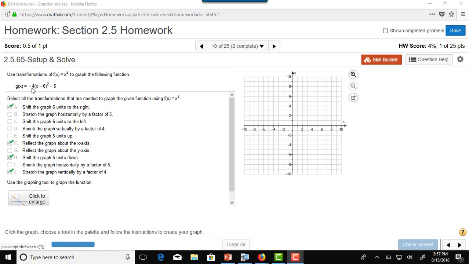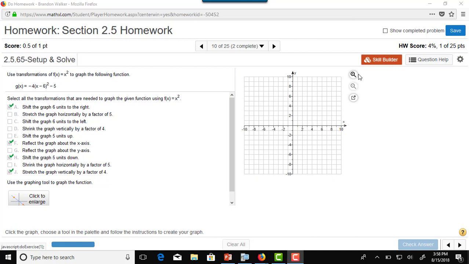And then the negative out front reflects me over the x-axis. And then this minus 5 is shifting my graph down 5 units. And then that 4 is stretching my graph vertically by a factor of 4. Since that's bigger than 1, it stretches. If you get something that's less than 1, like a fraction like 1/4, 1/2, 1/3, that would shrink it. But in this case, since it's bigger than 1, that's going to stretch it by a factor of 4. So I've answered that part correctly.